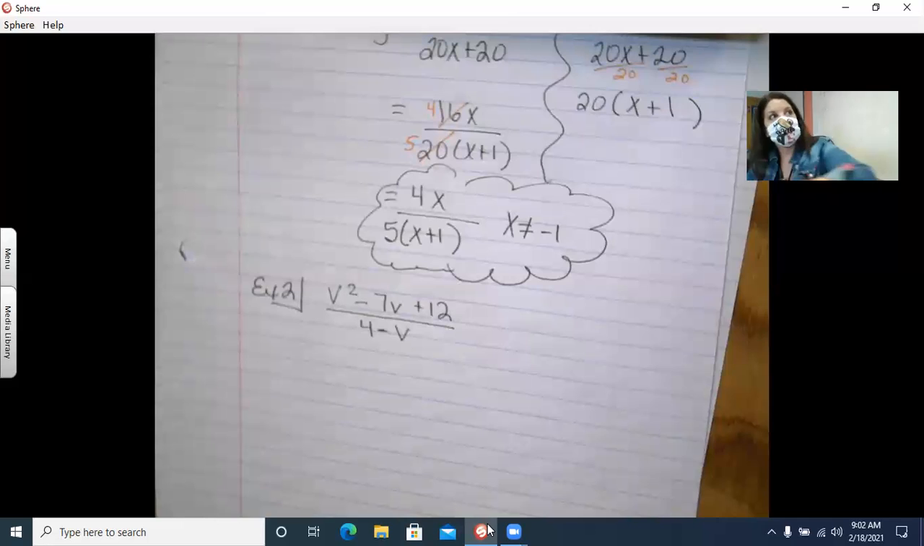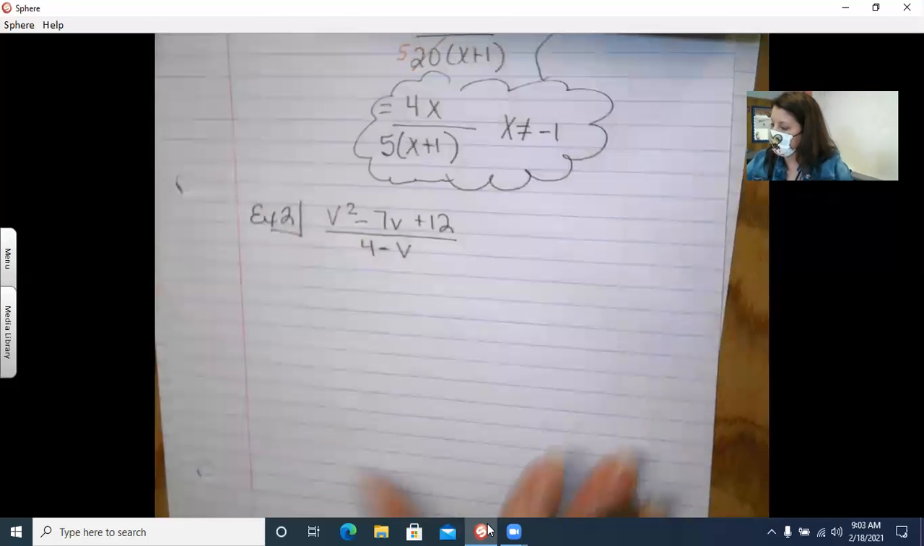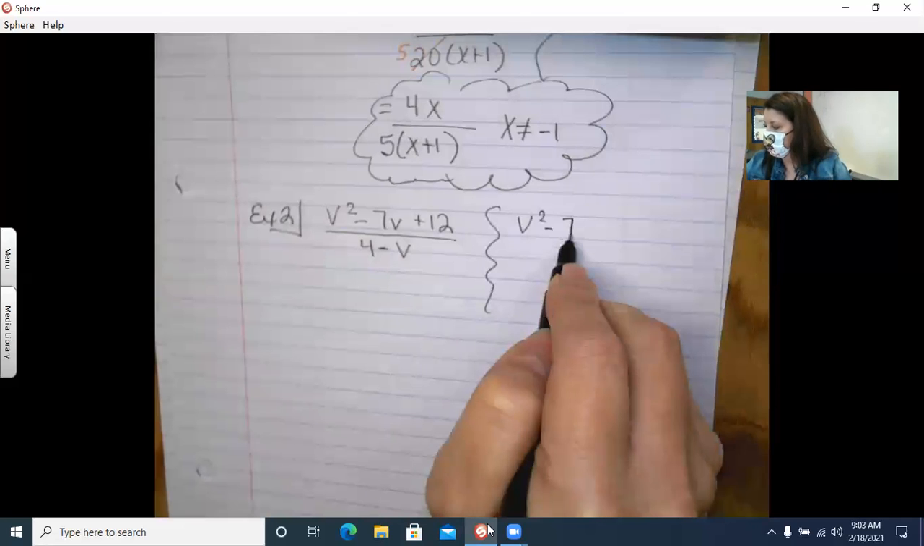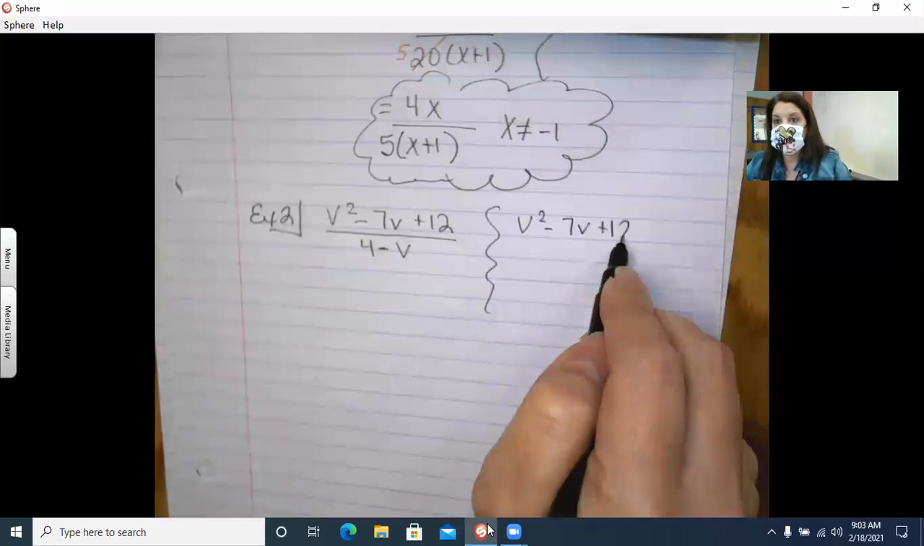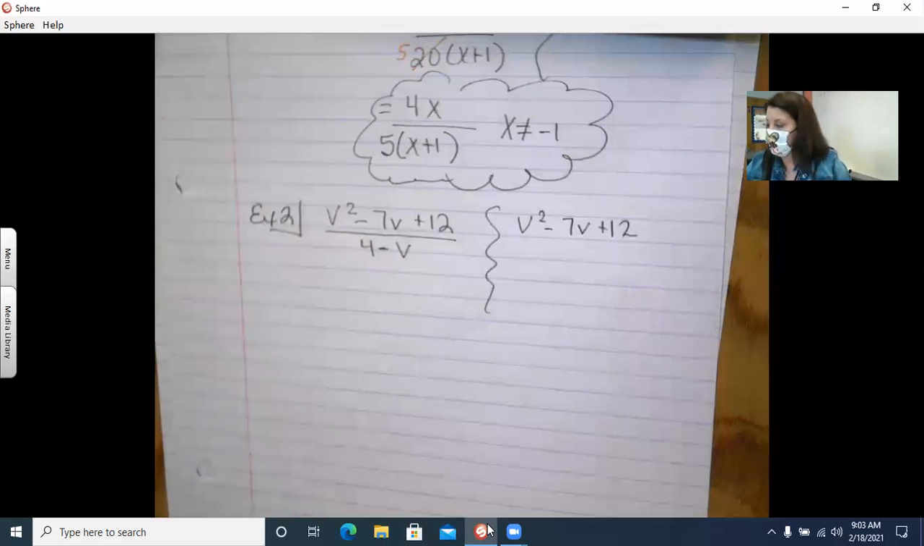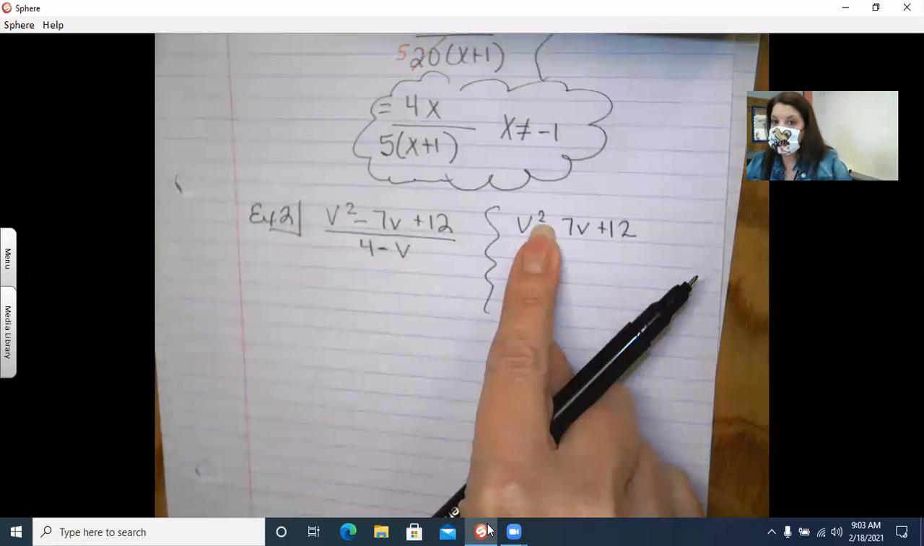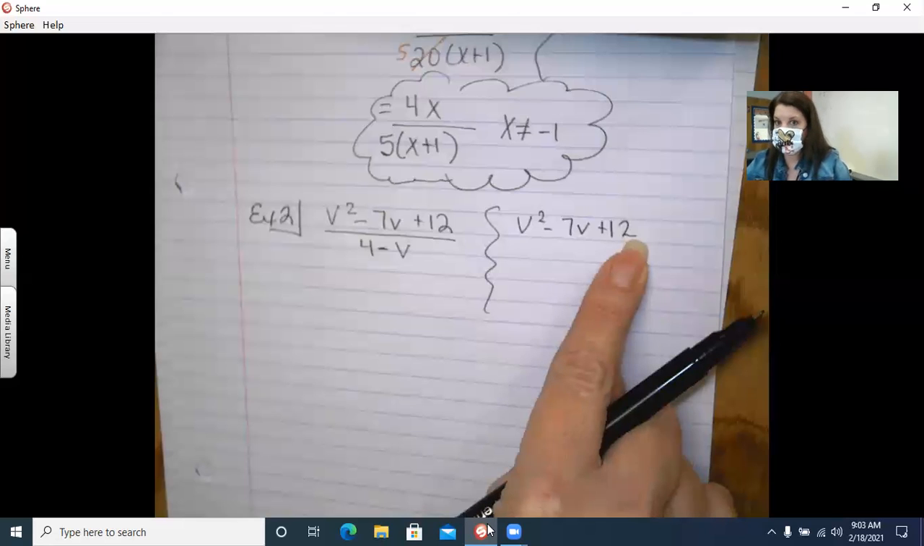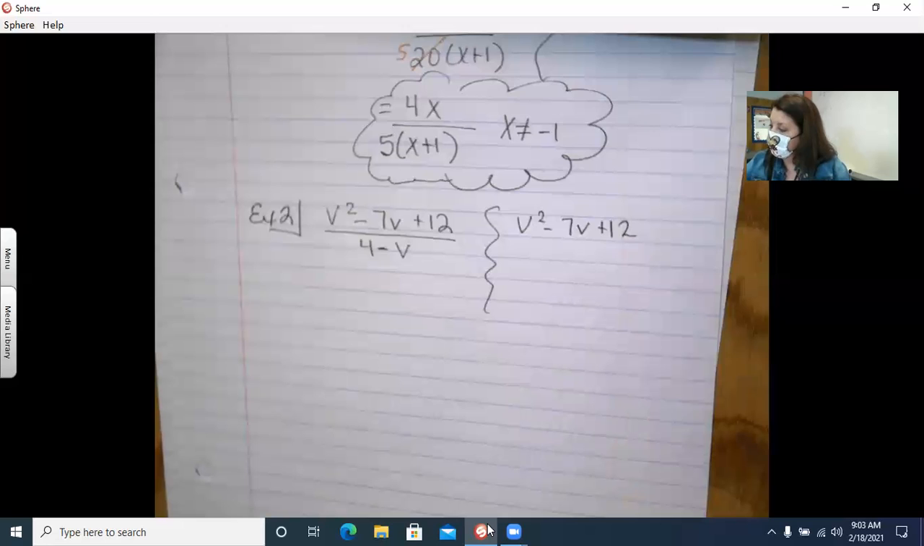So let's look at my numerator. I'm going to do it over here on the side. V squared minus 7v plus 12. It is a quadratic trinomial. Quadratic because my highest degree is 2, right? The middle term has 1 degree. The last term has 0. You look at your highest degree. So this is called a quadratic. So we can factor that. We know how to do that, factor by grouping, right? Is there a GCF?